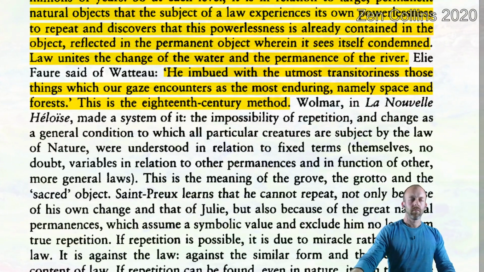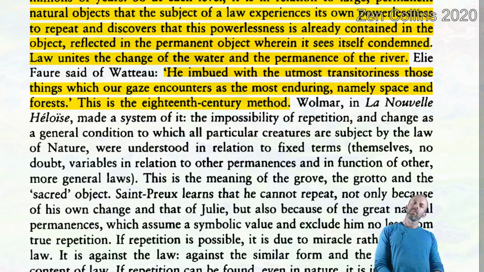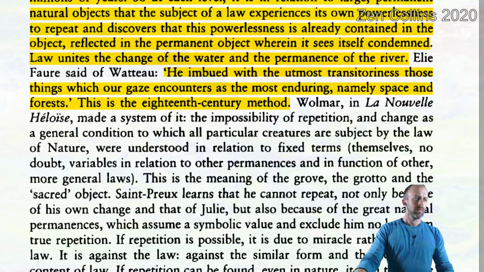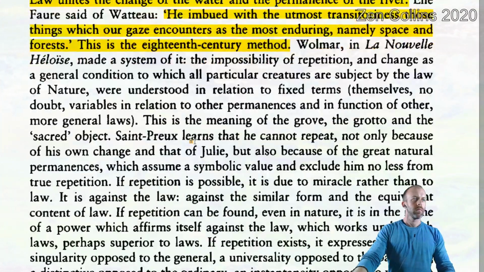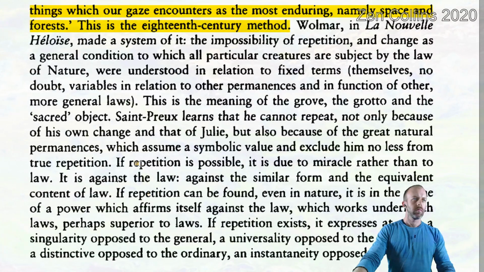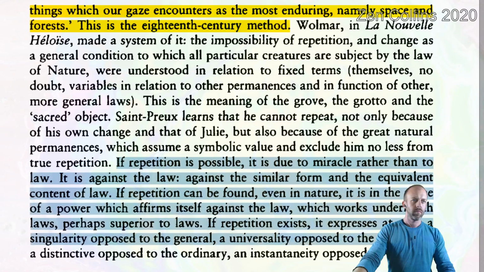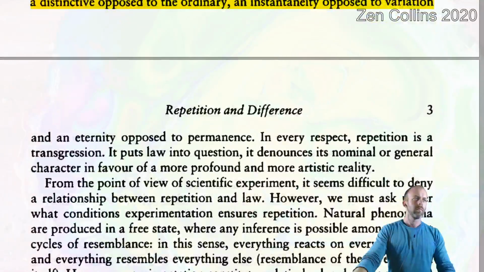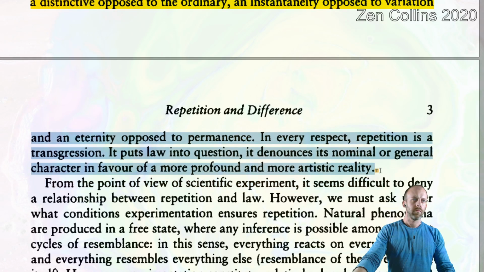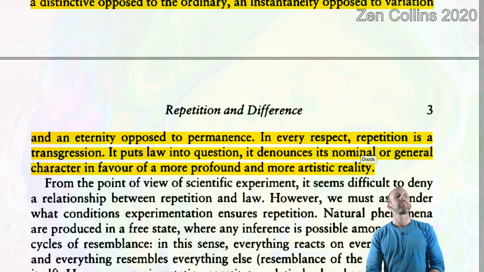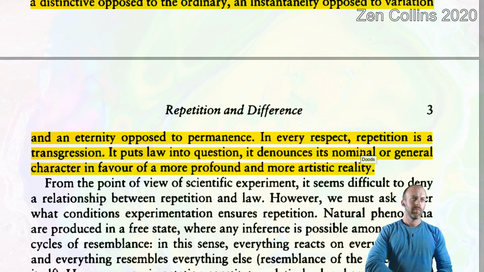If repetition can be found, even in nature, it is in the name of a power which affirms itself against the law, which works underneath laws, perhaps superior to laws. If repetition exists, it expresses at once a singularity opposed to the general, a universality opposed to the particular, a distinctive opposed to the ordinary, an instantaneity opposed to variation, and an eternity opposed to permanence. In every respect, repetition is a transgression. It puts law into question. It denounces its nominal or general character in favor of a more profound and more artistic reality.